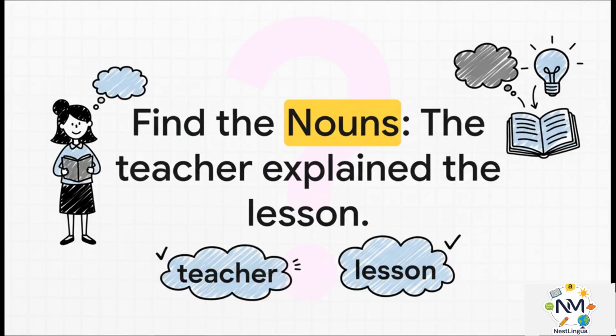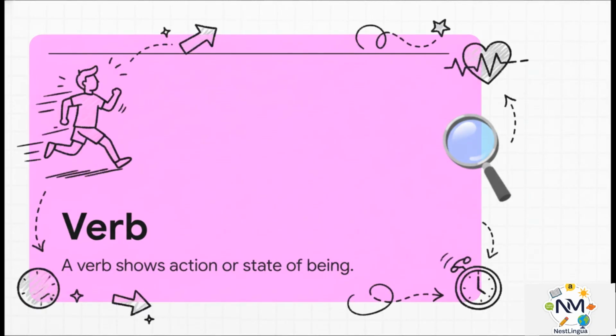Okay, time for a quick activity. In this sentence, the teacher explained the lesson. Which words are the nouns, the naming words? I'll give you a second. If you said teacher and lesson, you are 100% correct. Awesome job! And now for the real engine of the sentence, the verb.